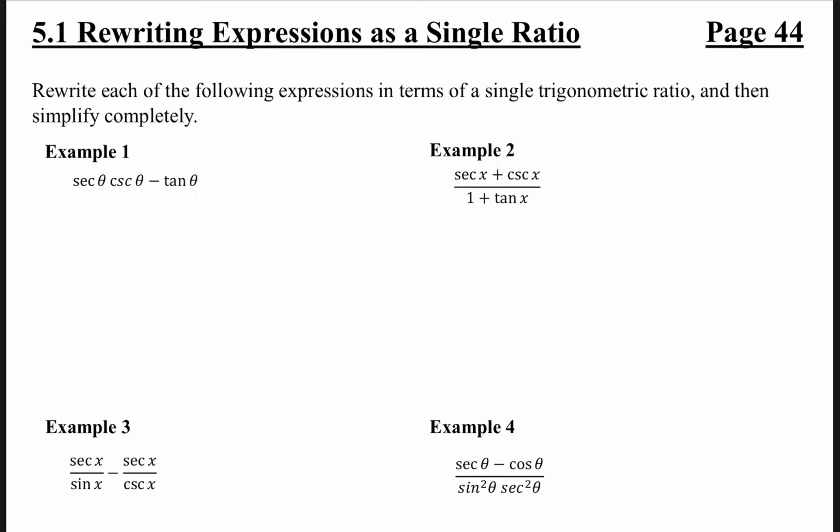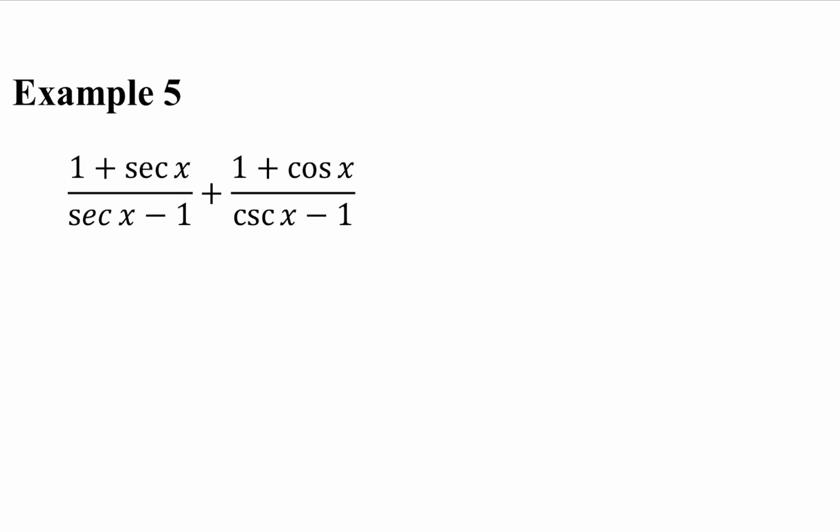Hey everyone, today we're going to take a look at rewriting some trig expressions as a single ratio. Now, one thing I do want to make real clear right off the bat, if you're looking at this problem, example 5, there is a typo. This should not be cosecant, it should be cosine of x, which makes a little difference.